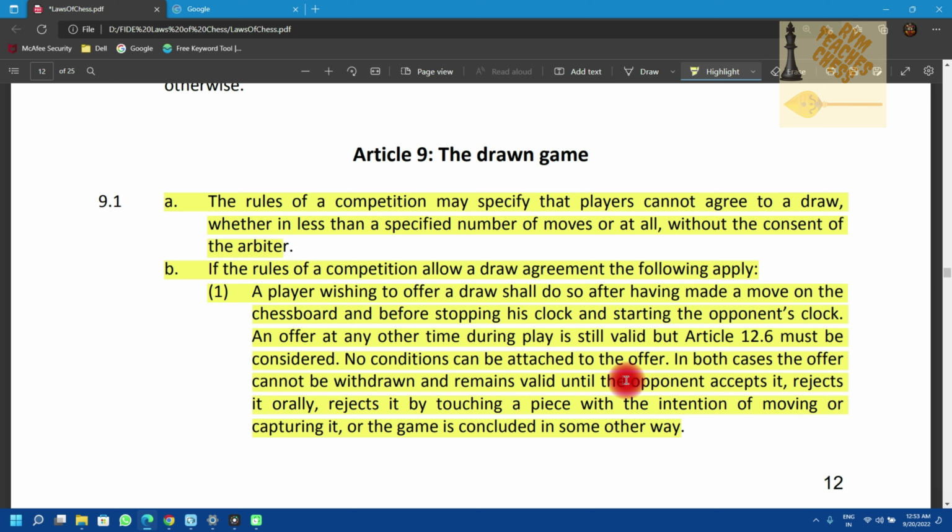After he has made his move, if the opponent says, no, I agree to your draw offer, maybe he realized that he made a bad move or something like that, well, then the offer doesn't hold good. The offer doesn't hold good because it has expired. It has the validity of only one move.